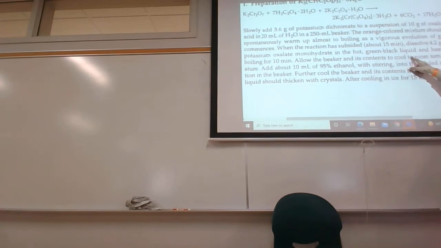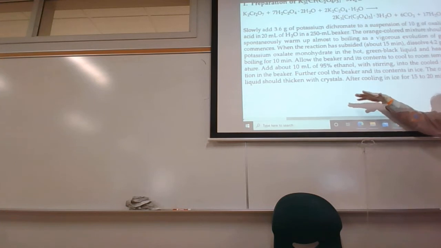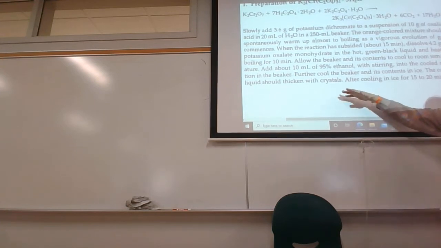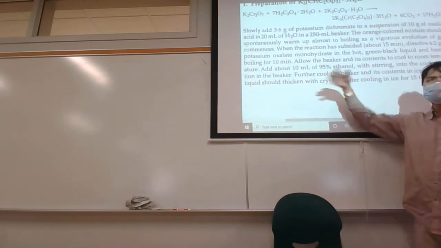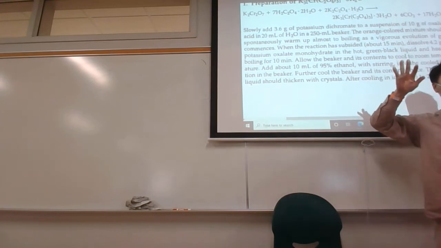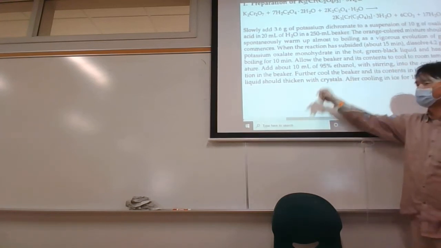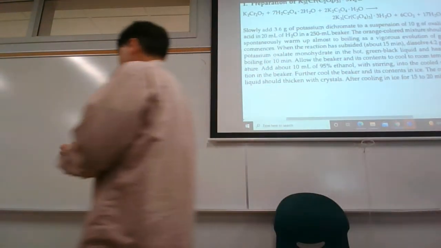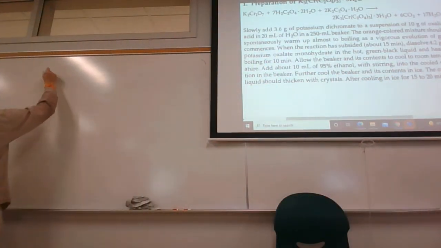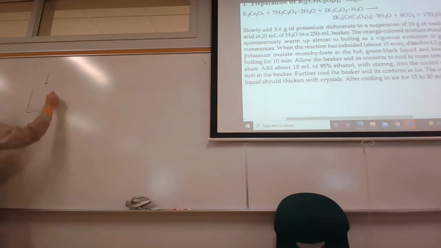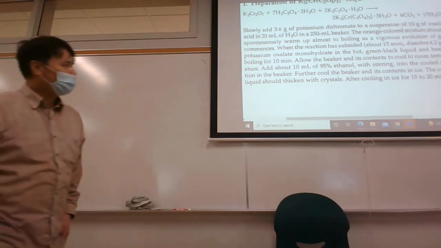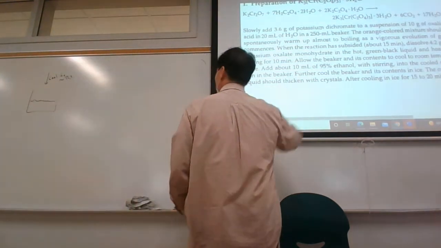Cool to room temperature. It doesn't have to be perfectly room temperature, just close. If it's still a little bit warm, that's all right. We don't want it too warm because that's just going to boil off the ethanol. We're going to waste it. About room temperature, and then we're going to add 10 milliliters of 95% ethanol.